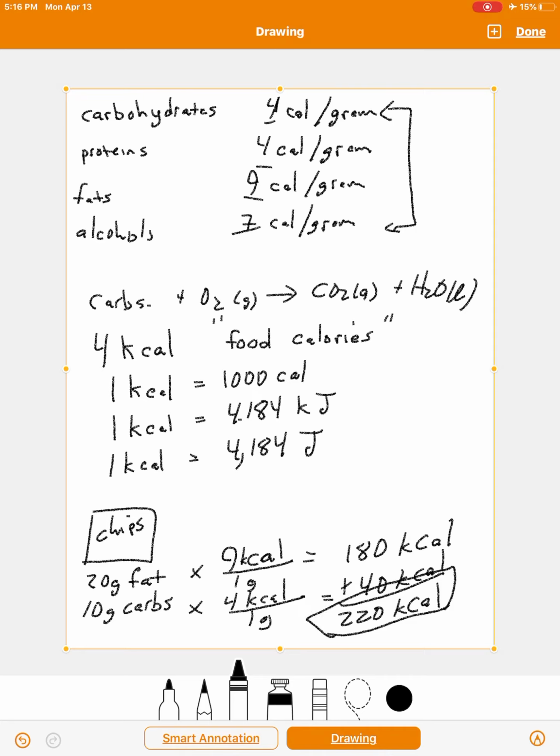So on the label, it might say calorie, but it's really kilocalories. I just don't bother to put the kilo in there. And if you wanted to convert that to joules, that'd be pretty simple, right? Because you know that 1 kilocalorie is 4,184 joules, so you could use that to do a conversion into joules, okay? So there you go. There's an intro into calorimetry.